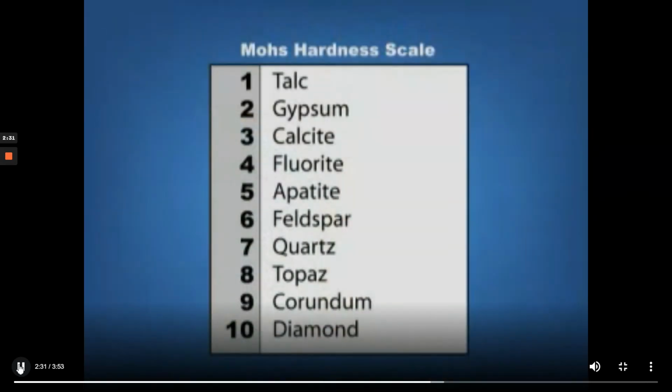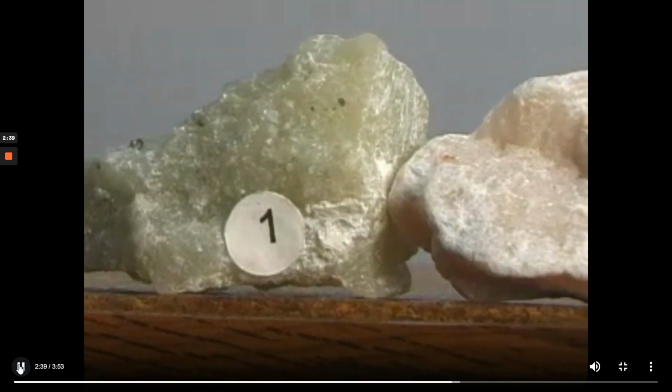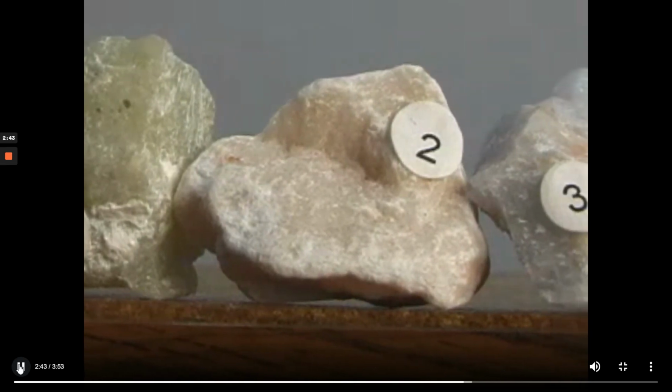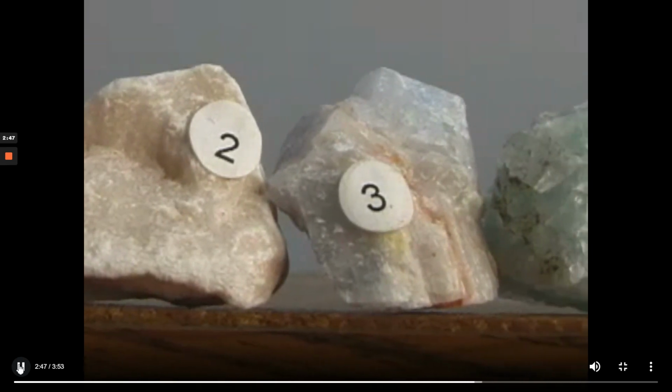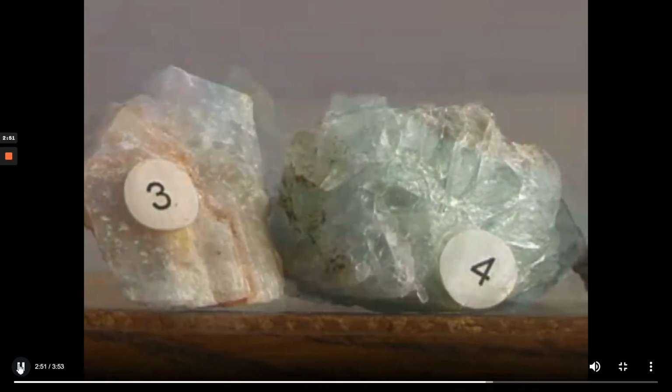To determine the hardness of minerals, scientists use a scale called Mohs hardness scale. On this scale, talc is the softest mineral at 1, and diamond is the hardest at 10. Between these two extremes are other minerals with progressing degrees of hardness.